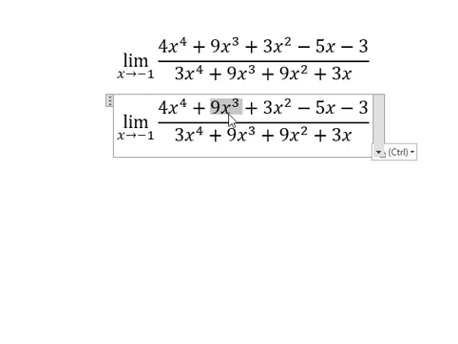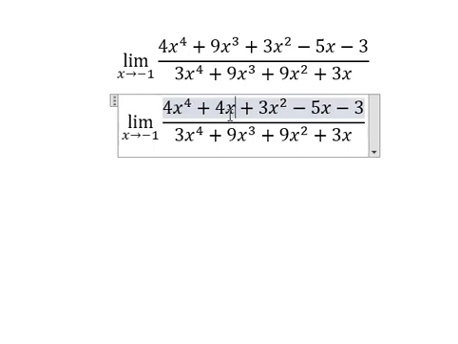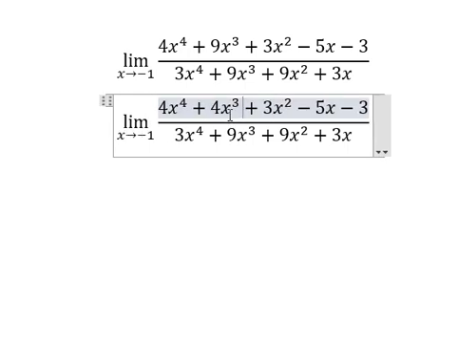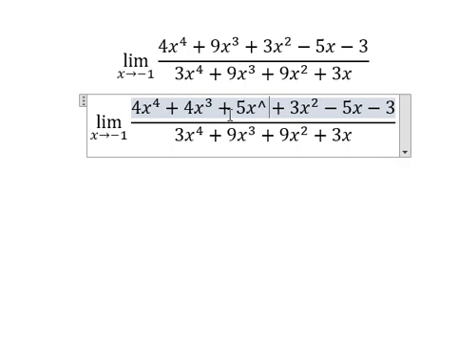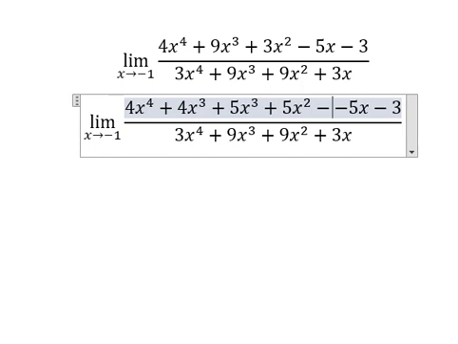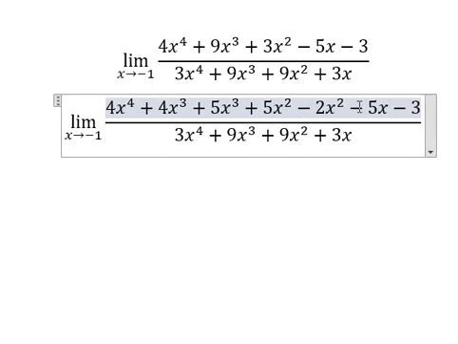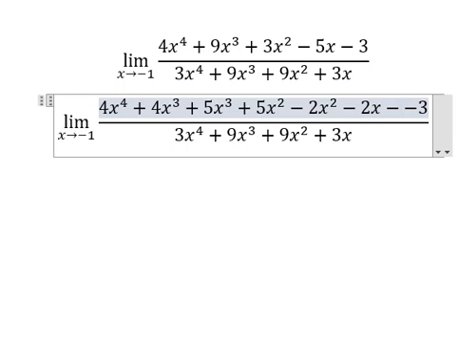About this one, I will put 4x to the power of 3 and 5x to the power of 3. This one I will put 5x squared minus 2x squared. This one negative 2x negative 3x.